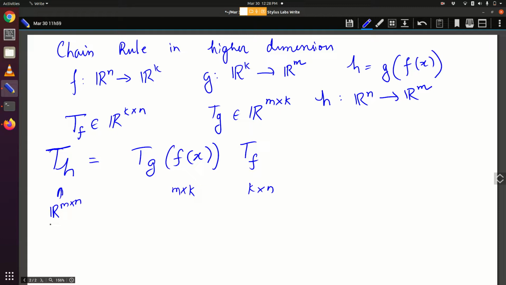Is the chain rule clear? Yes, sir. So this is going to be matrix multiplication. Let me write it here. There is no notation for this, but I will just write a dot, and this is matrix multiplication.